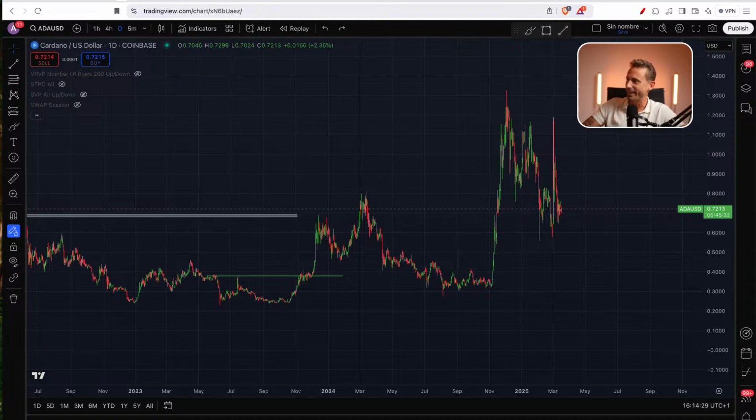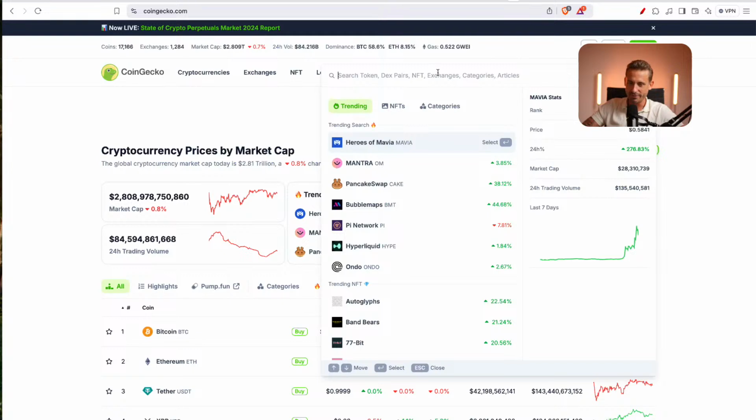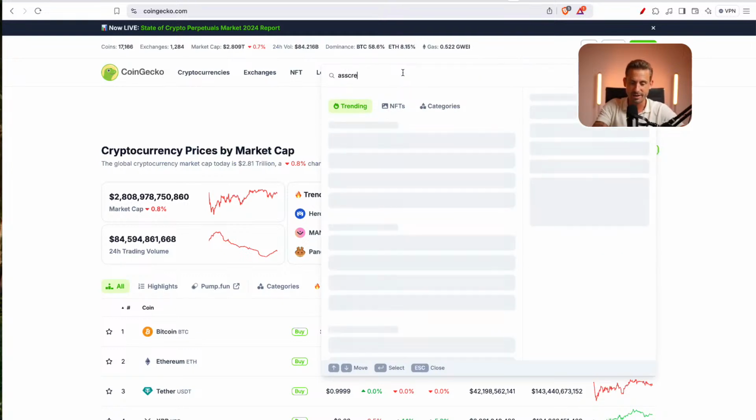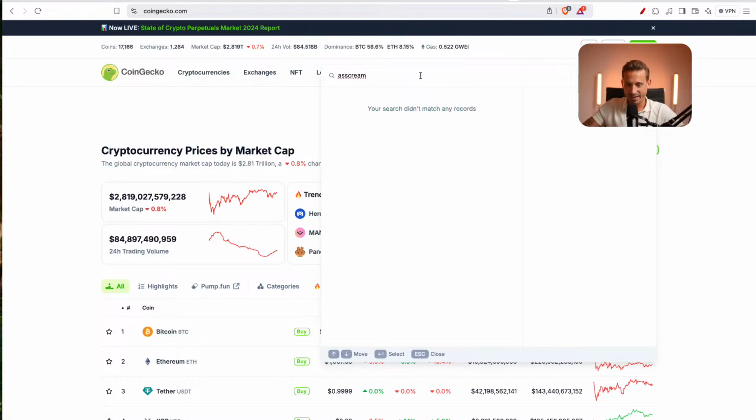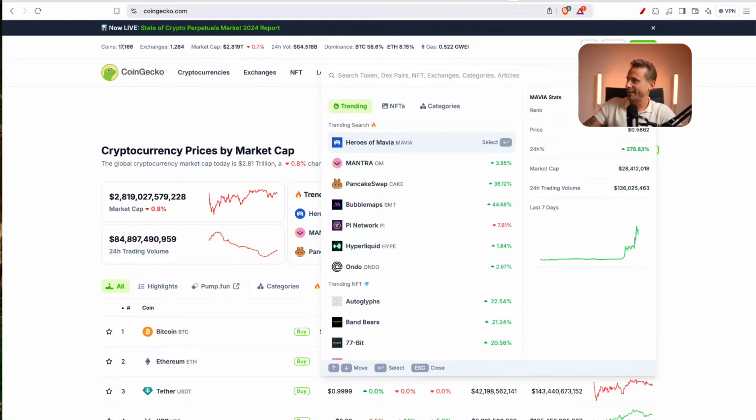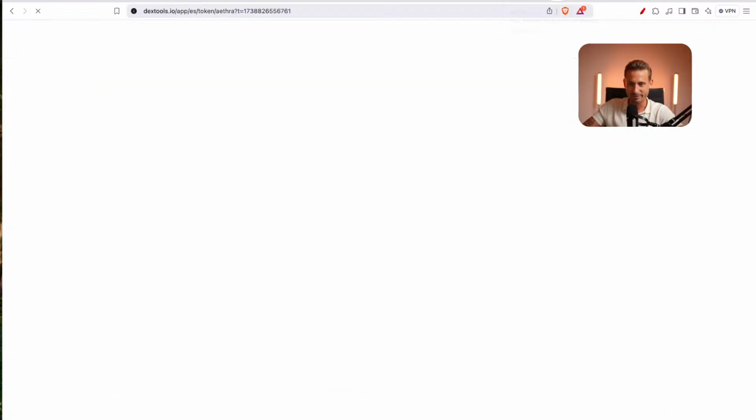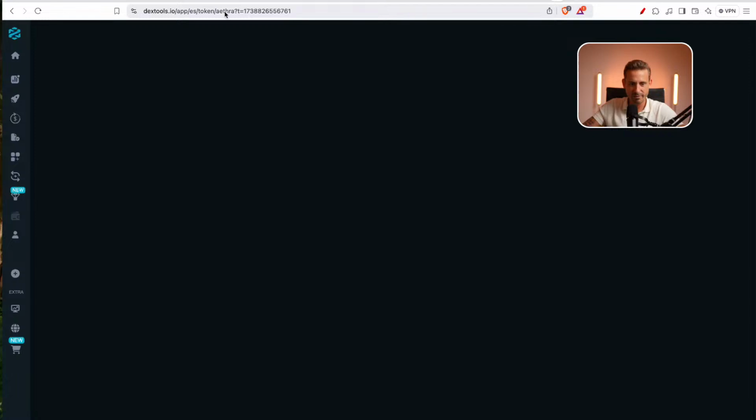Devil, come on, man. Are you serious? I don't believe. I mean, we have butthole token, so ass cream. Yeah, apparently it's not on CoinGecko. Ass cream. It's probably on Dex screen. Let's take a look at that. Why not?